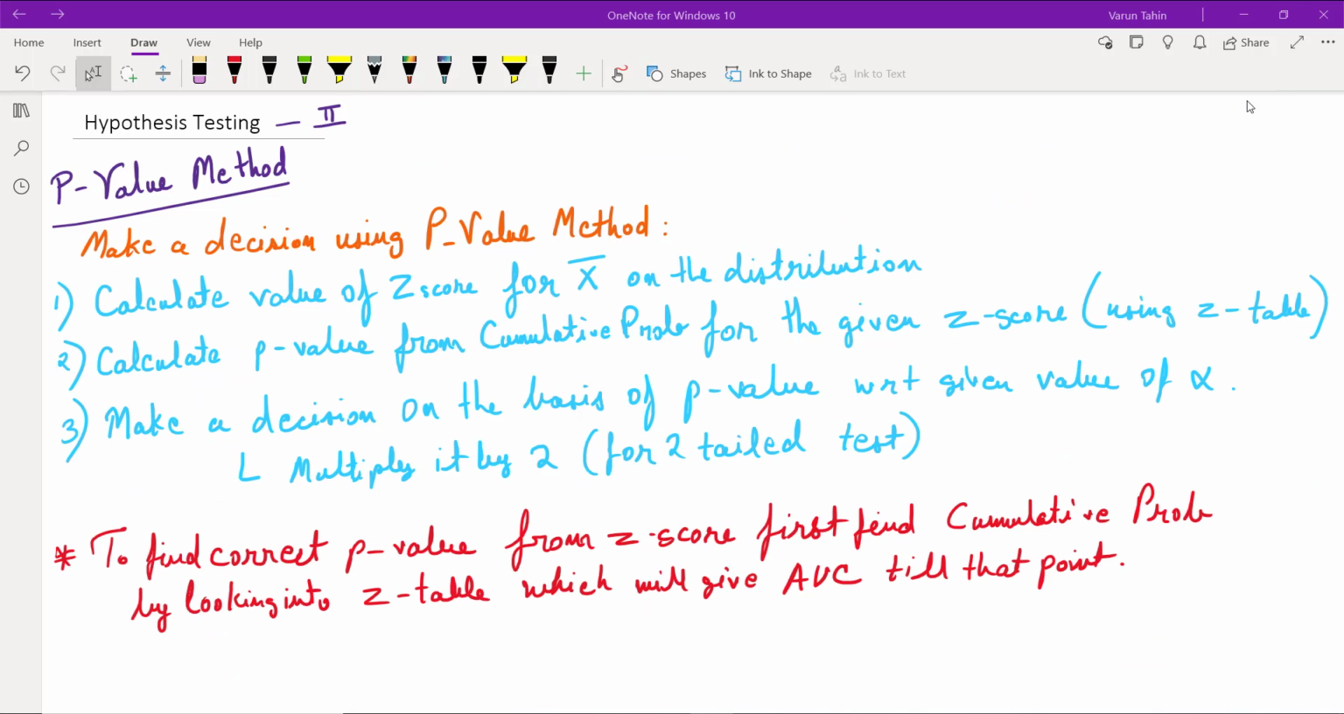First we need to calculate the value of the z score for the sample mean point on the distribution. Then we calculate the p-value from the cumulative probability for the given z score using the z table. And then we finally make a decision on the basis of the p-value, and multiply it by 2 for a two-tailed test, with respect to the given value of alpha, that is the significance value.